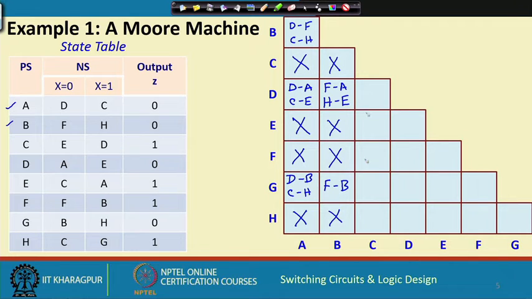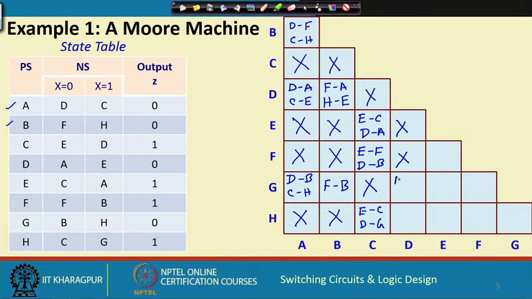B and H, the outputs are different. Similarly, C and D, the outputs are different. C and E, the output is the same, E C, D A. C and F, E F, D B. C and G, the outputs are different. C and H. E C, D G. Similarly, D and E, the output is different. D and F, the outputs are different.